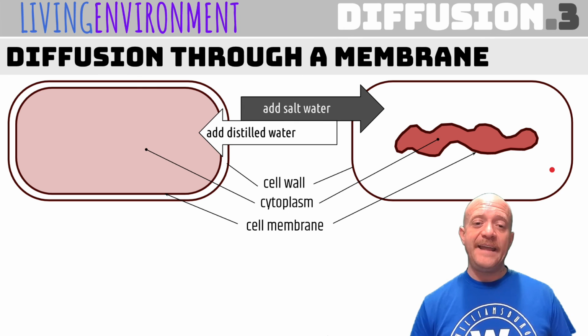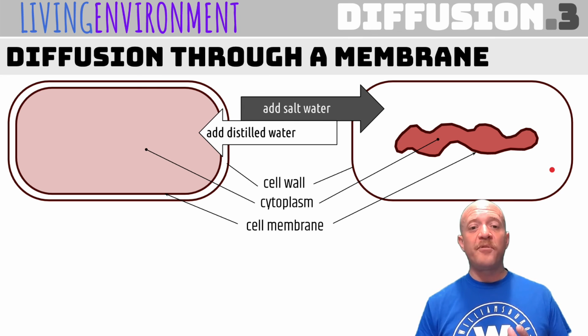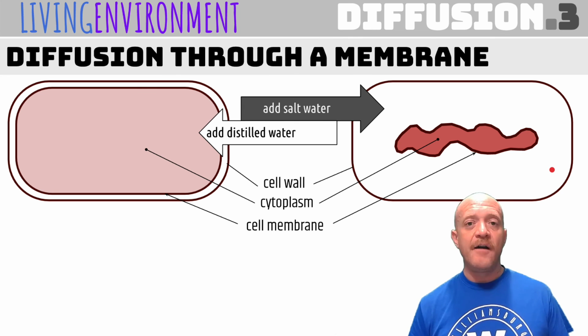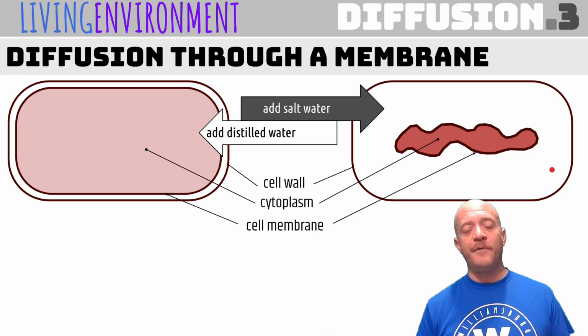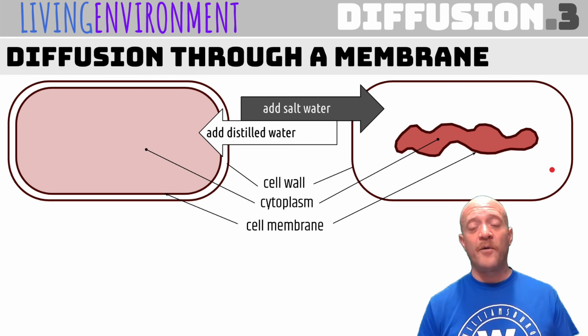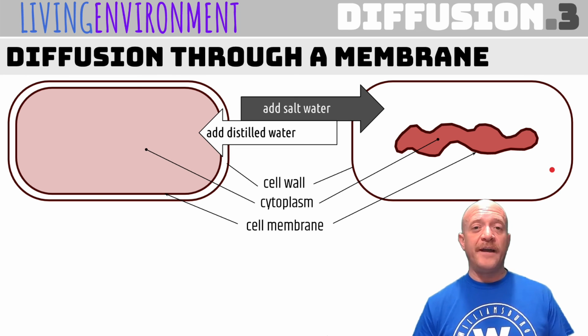One thing I want to say is the cell wall prevents plant cells from bursting when they go into distilled water or any form of purified water.